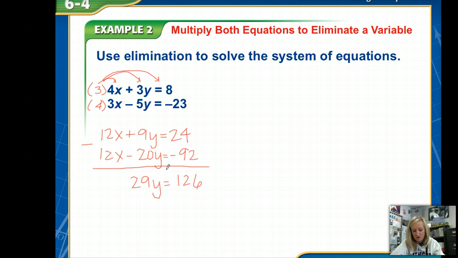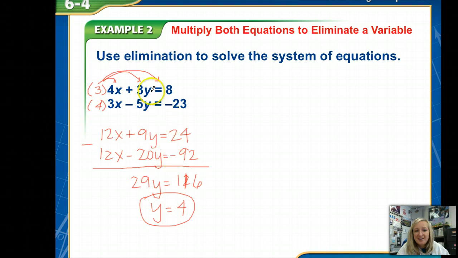Let's see, 24 minus a negative 92. Oh, 116. So this is 116. I'm dividing that by 29, and I get 4. So y equals 4. So you can use a calculator when the numbers get a little bit big and you can't do them in your head.